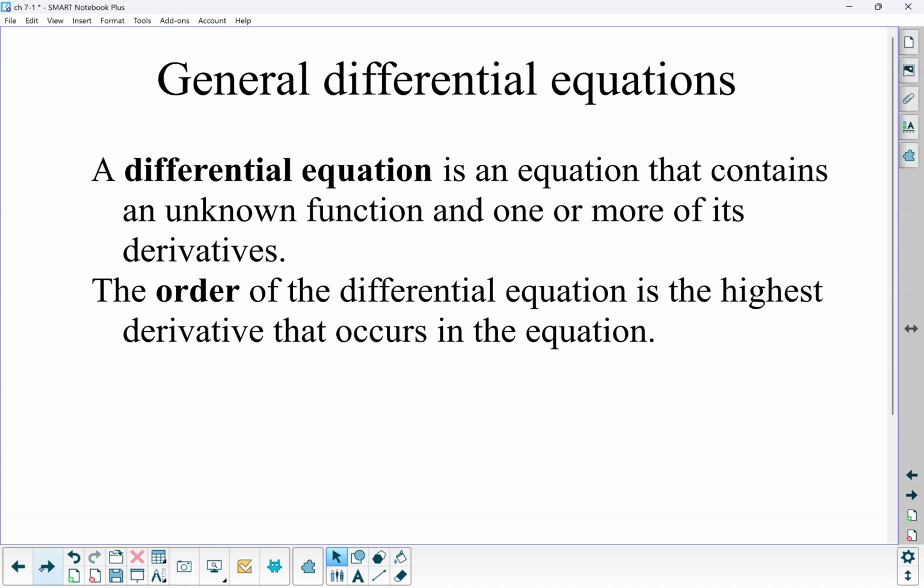So some general information about differential equations. A differential equation is an equation that contains an unknown function and one or more of its derivatives. The order of a differential equation is the highest derivative that occurs in the equation. Most of the time we're going to be looking at first order differential equations, but today in our initial look, we will have some first and second order differential equations.